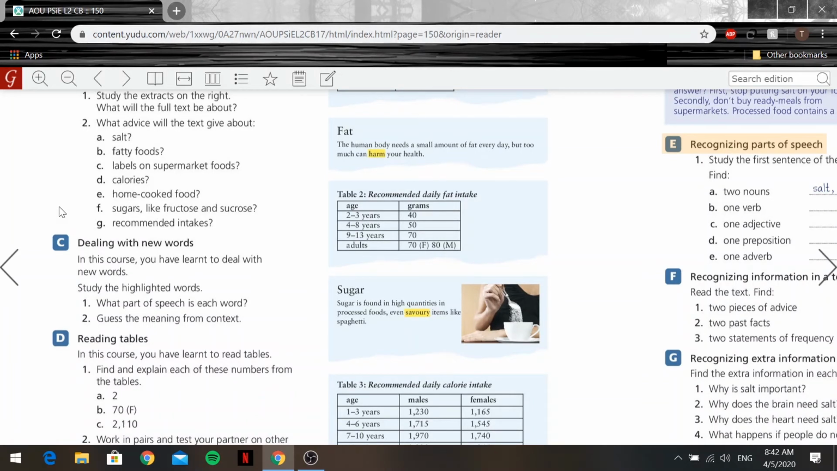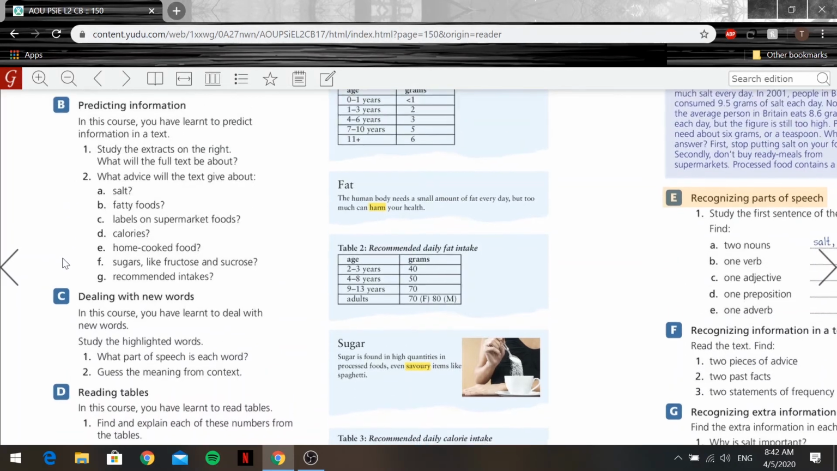E, home-cooked food. We'll say home-cooked food is obviously better, that is the advice given to us in the text, than processed supermarket food. F, sugars like fructose and sucrose. We'll say these are all sugars and too much of these can be bad for you as well. G, recommended intakes. Well, the text tells us that we should try not to eat more than your recommended intake of salt, fat, and other nutrients. Okay?